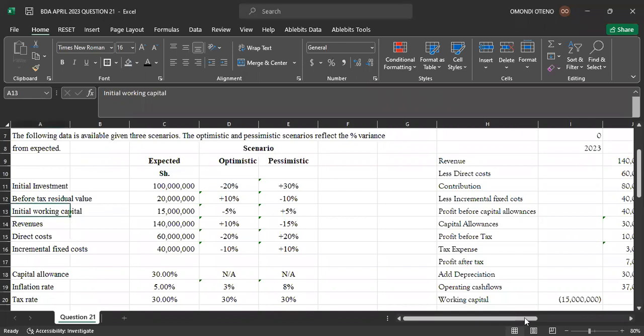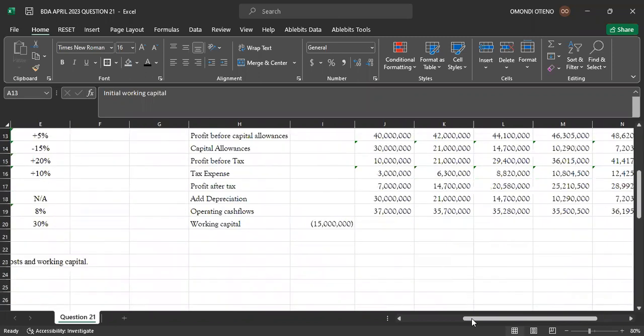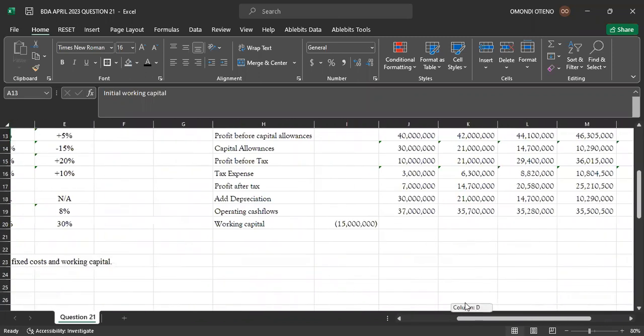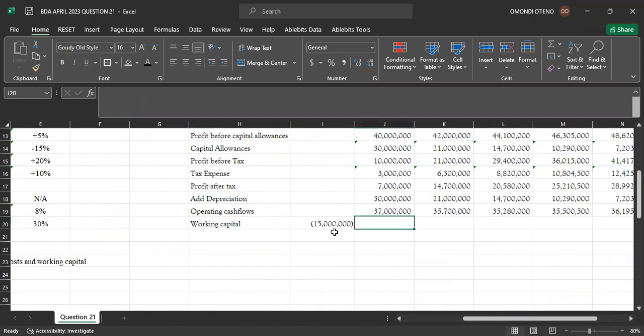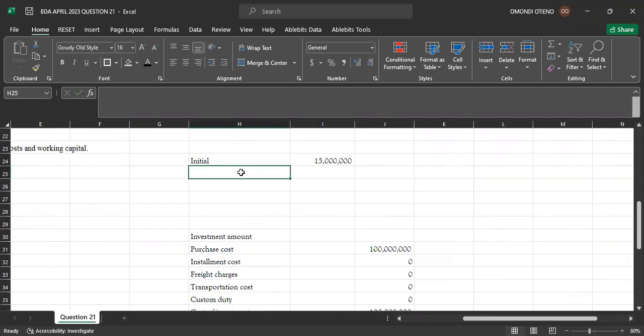Let's get to this point now. The working capital is also increasing at the same inflation rate of 5%. Now my question is, if I increase the initial working capital, which is 15 million, it is going to be increased by 5%.